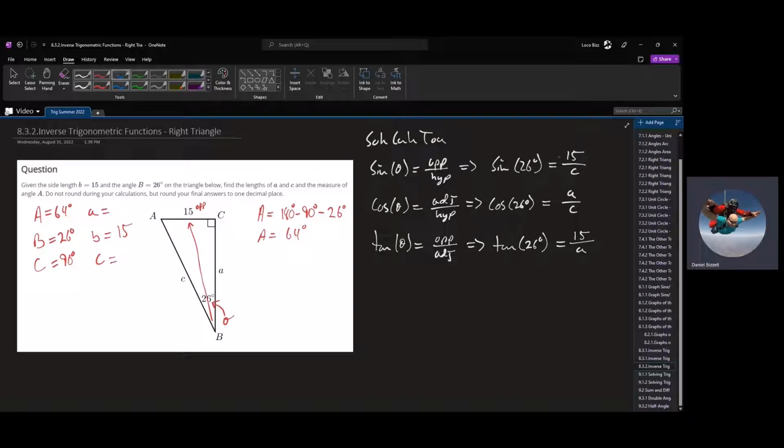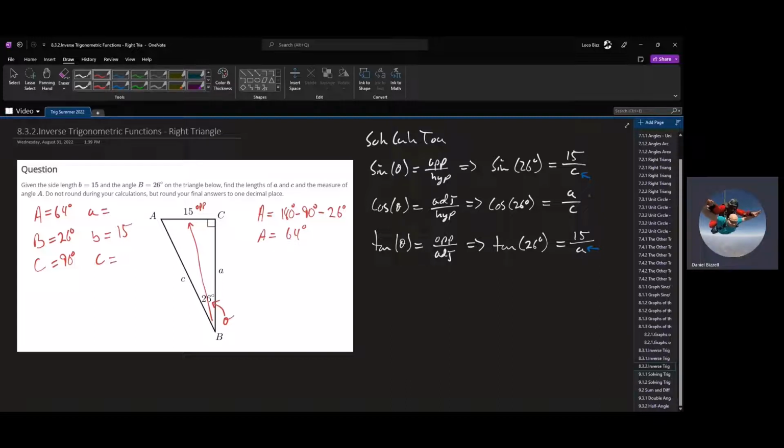Okay, well, when we look at this top equation, notice we only have one missing variable, which is C. We filled in our opposite, we filled in our theta, and we only have one missing variable. And that's one of the ones we're looking for. And then notice the same thing down here with tangent. It's only got one missing variable. Well, anytime you've got one equation with one missing variable, you can always solve for that variable. So these will be the two equations we use to solve for C and A.